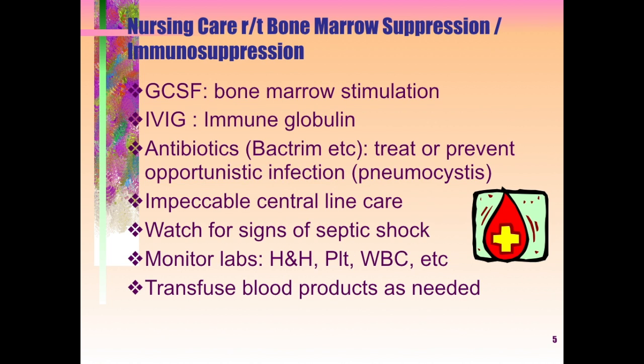Additional things that we do for immunosuppression is give GCSF. You may have heard of it, called Neupogen, and this will stimulate the bone marrow to produce white cells. And then we have Epogen, which stimulates the bone marrow to make red cells. If the child has been exposed to something, then we might give them IV immunoglobulins.